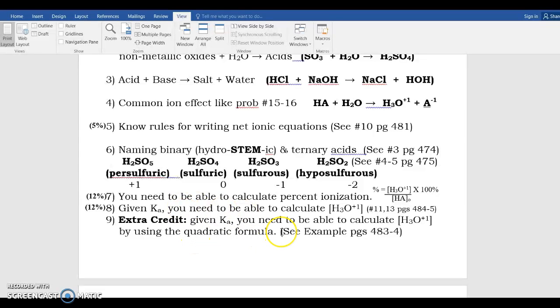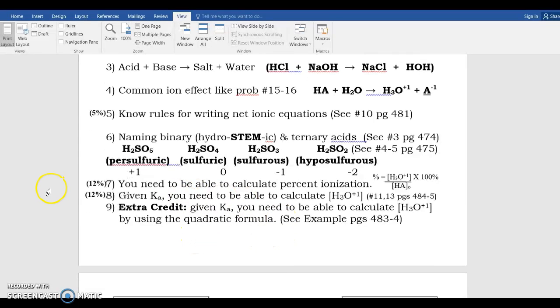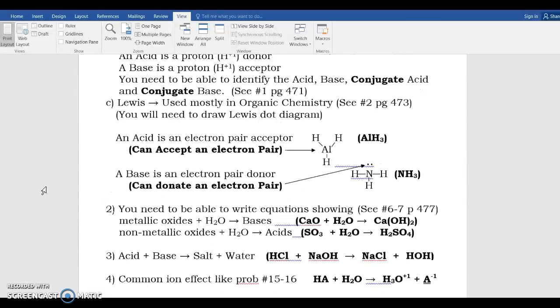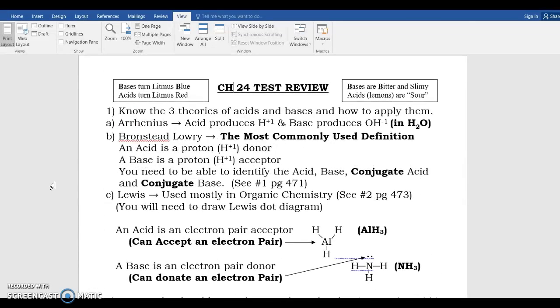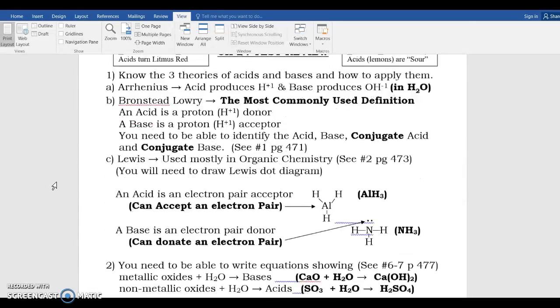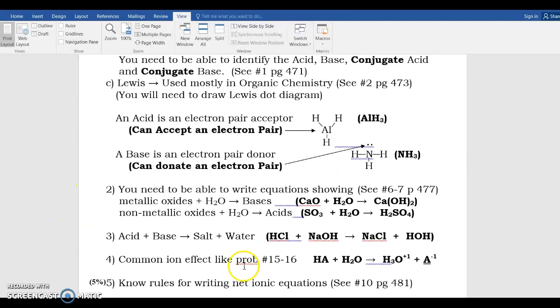And then here's your extra credit we've talked a lot about. So I just wanted to kind of go over that test review. Please go over it. I will solve that common ion effect problem, this one right here, and I'll show you that. I'll post that in a minute.